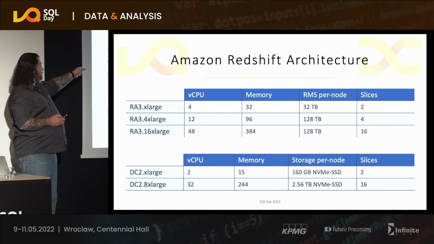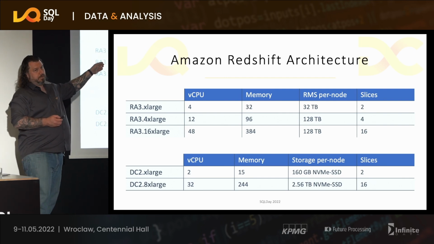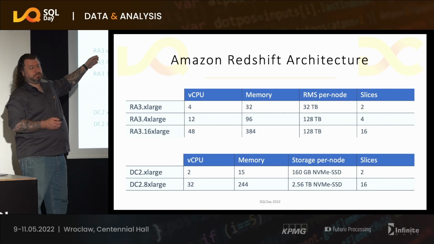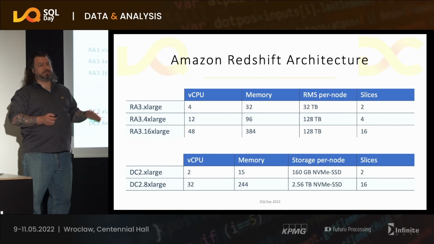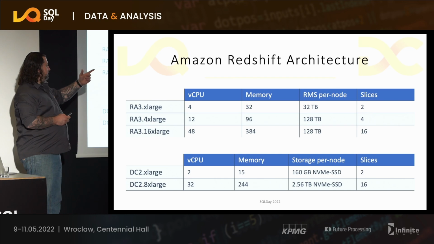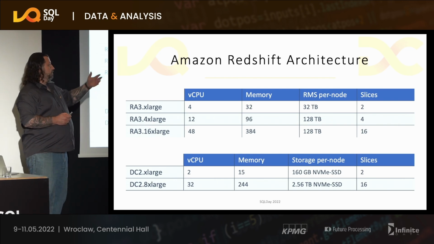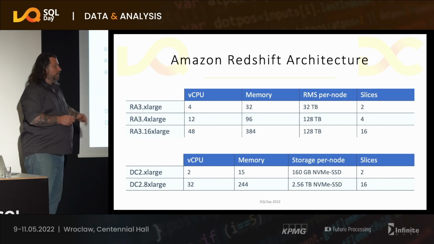For 4x large, 12 CPUs, 96 gigs of RAM gets broken down 4 times, but the RMS, the Redshift managed storage, gives us up to 128 terabytes of storage per compute node. Okay, and 16XL, if you've got a really big workload, 48 CPUs broken down again into 16 slices.